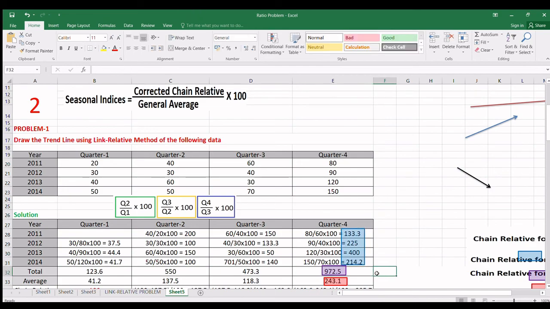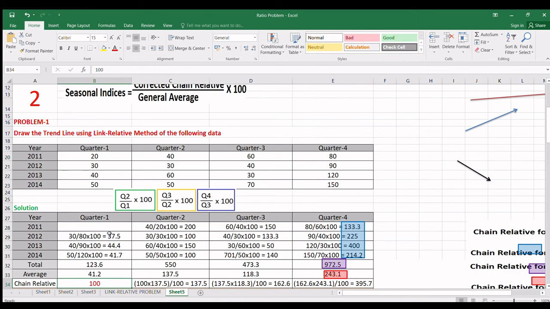Clear with this? After finding the link relatives, next we have to proceed with the chain. In the formula of seasonal indices, you have the chain relative. To calculate the quarter 1 link relative, I kept it empty and proceeded with quarter 2. For the chain relative, I cannot keep quarter 1 empty. So I'm going to take the quarter 1 value as 100 in my chain relative.